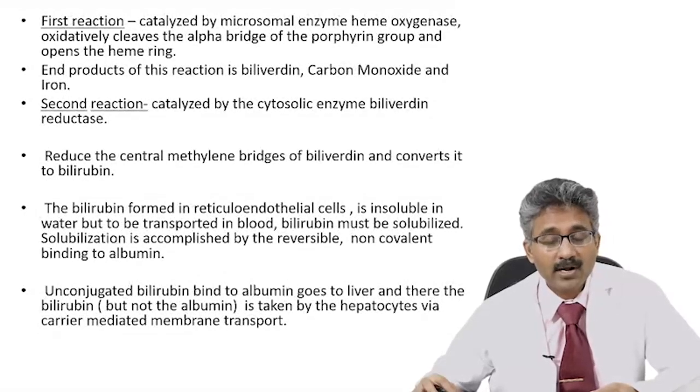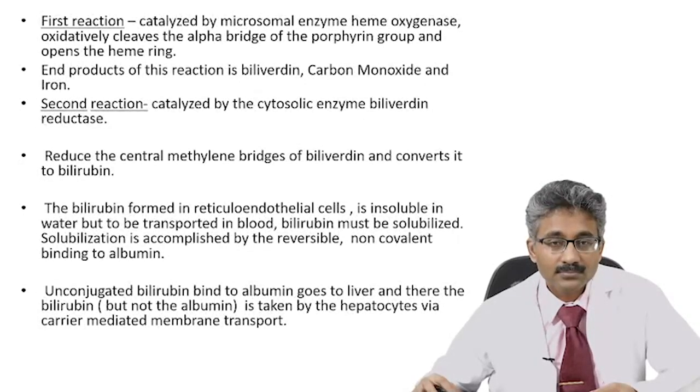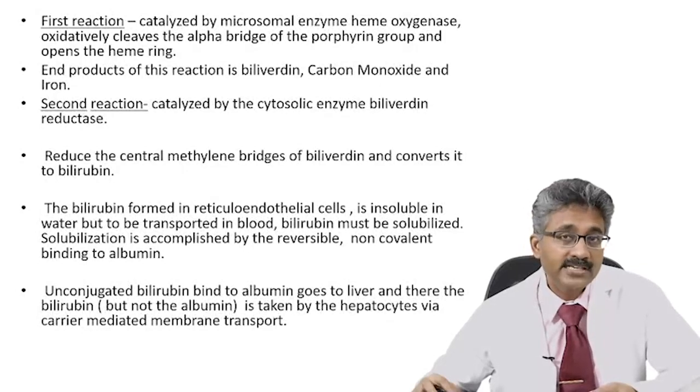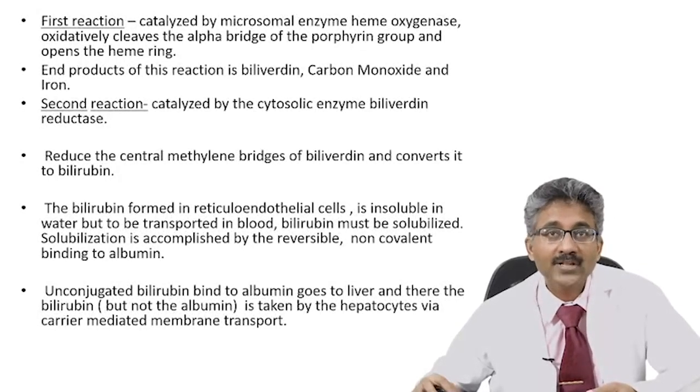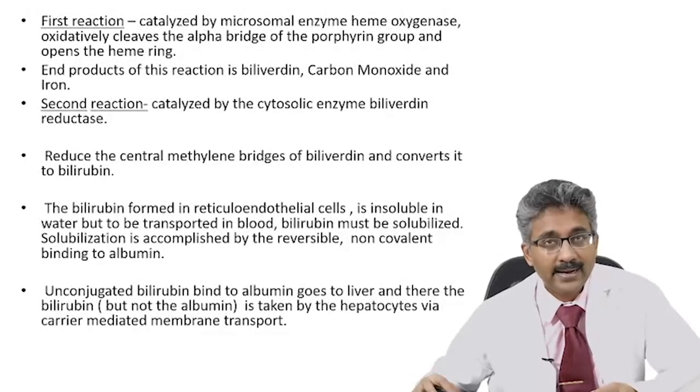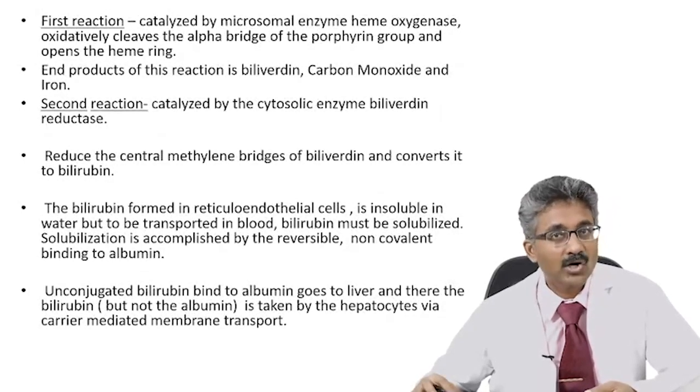The bilirubin now, which is formed in the reticuloendothelial cells, is not soluble in water, but it has to be transported in blood. So to transport in the blood, it must be solubilized. How? The solubilization will occur by binding to albumin. So this unconjugated bilirubin, which is bound to the albumin, will go to the liver. In the liver, albumin is not taken up. By carrier-mediated membrane transport, only bilirubin is taken up by the liver, but not the albumin.